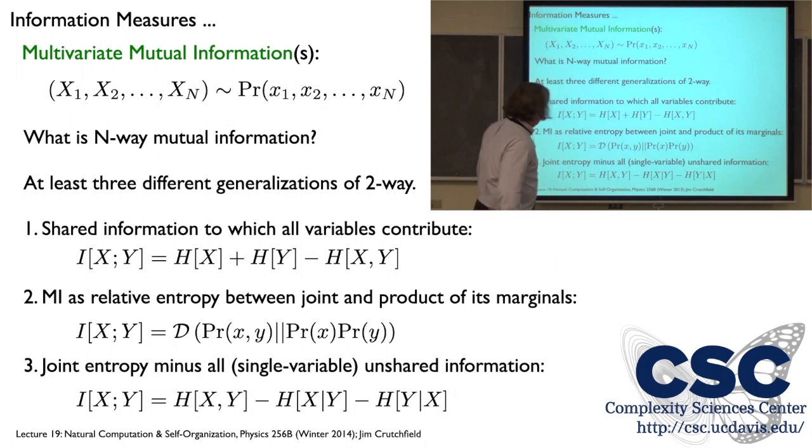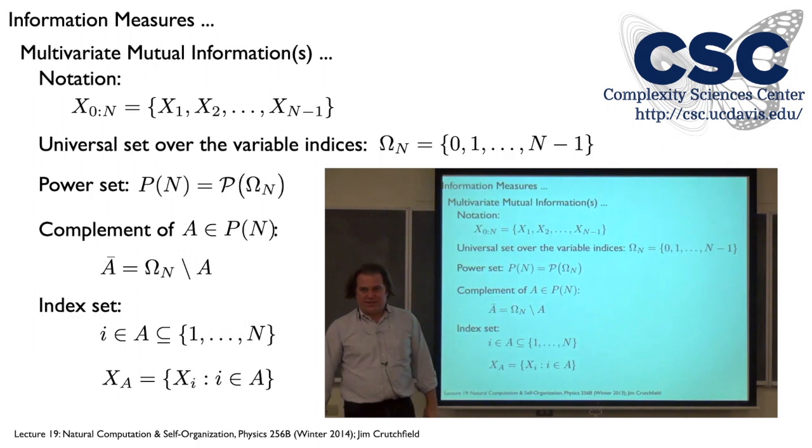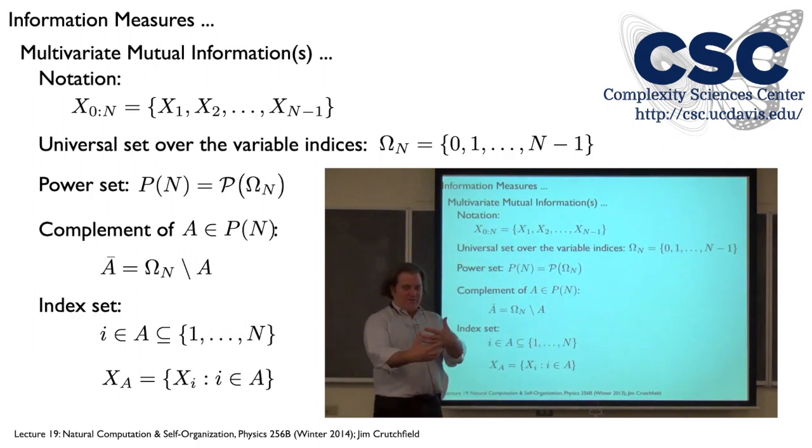Okay, so what I'll do is go through these in order and talk about the n variable generalization. And pretty much the main way we'll make sense of this is using information diagrams, because it gets a little bit hairy. Again, we're trying to deal with all these possible unions and intersections of variables and the complements and so on. So, okay, notation.